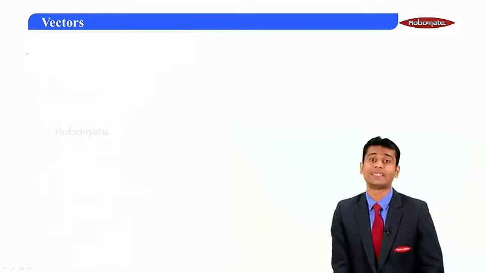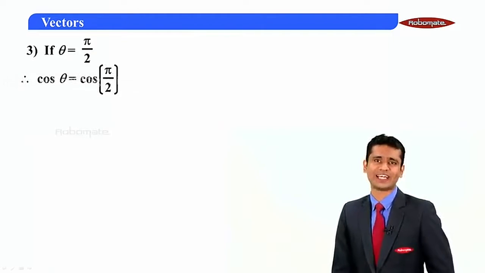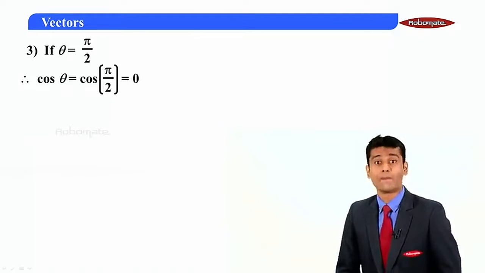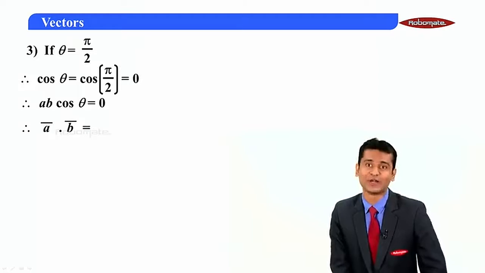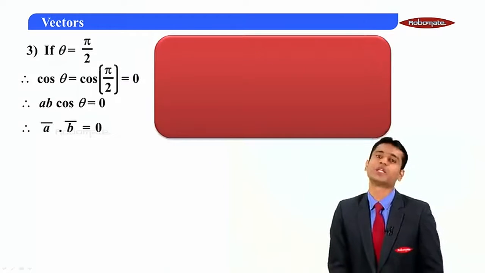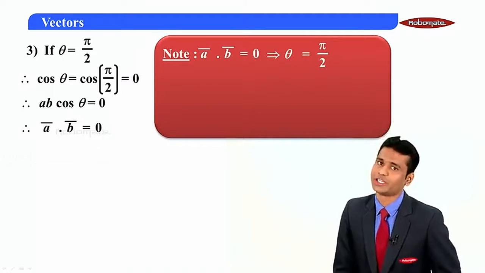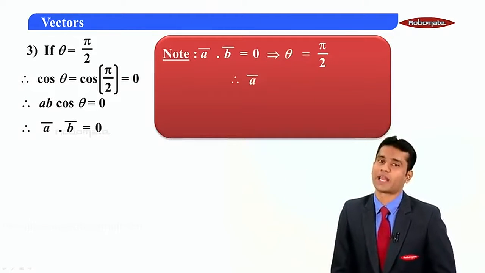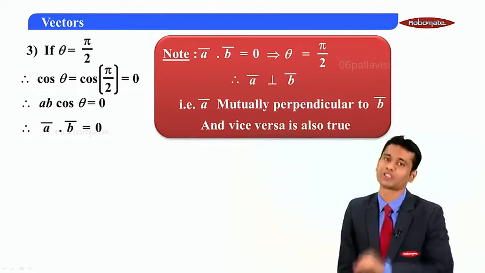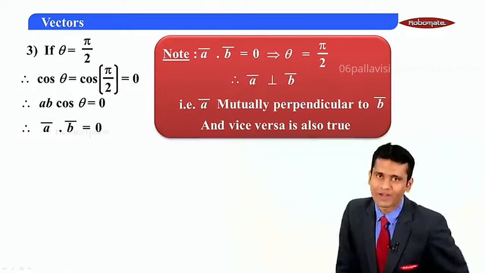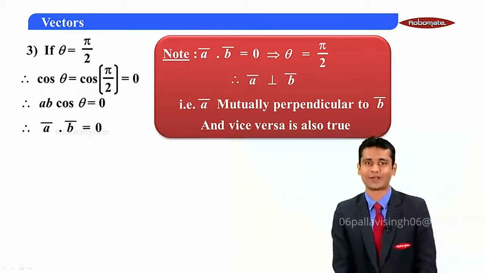But what if my theta is pi by 2? If my theta is pi by 2, my cos theta is cos pi by 2, which is equal to 0. My AB cos theta is 0. My A bar dot B bar is equal to 0. And from here, a very important result comes out. Whenever your dot product is equal to 0, your theta is pi by 2 and your A bar and B bar are mutually perpendicular, and vice versa is also true. Remember students, dot product 0, vectors mutually perpendicular. Vectors mutually perpendicular, dot product equal to 0.